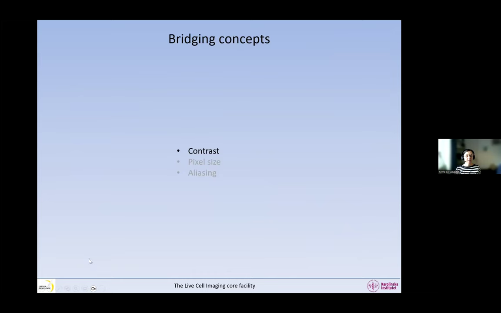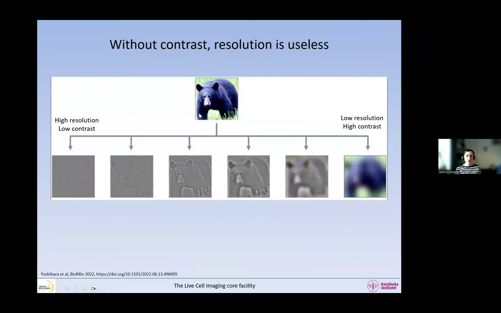So contrast and sampling, that's what we're going to talk about. Let's see contrast. Without contrast, resolution is useless. You see this wonderful little bear. If we look at the image with a very high contrast, this is what the image looks like. It has a very low resolution. And then all the way on the other side of the spectrum, we can get an image with a very high resolution. I don't know if you can see on Zoom, but you can see all the hair on the back of the bear. We can see all the details in the grass and everything. This is a high resolution image with a very low contrast.